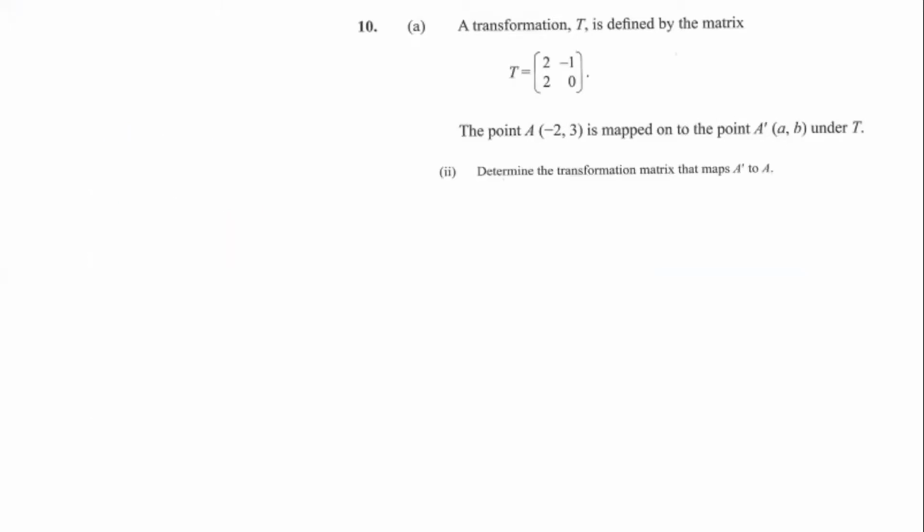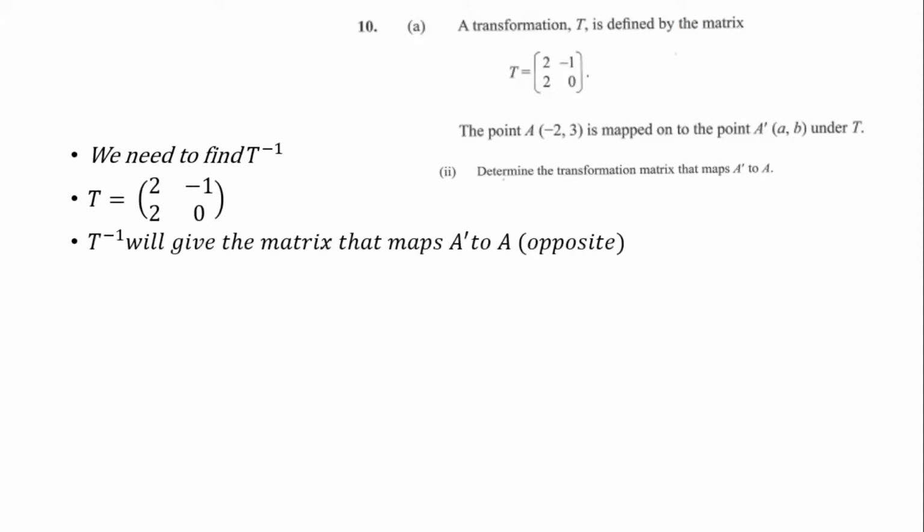Part 2 now says determine the transformation matrix that maps A prime to A. So what we need to do is find the inverse of the original matrix that was given. Working from the image to the object, it will give the opposite of that, so we need to find the inverse. T was given as 2, negative 1, 2, 0, so T inverse will give the matrix that maps A prime to A.